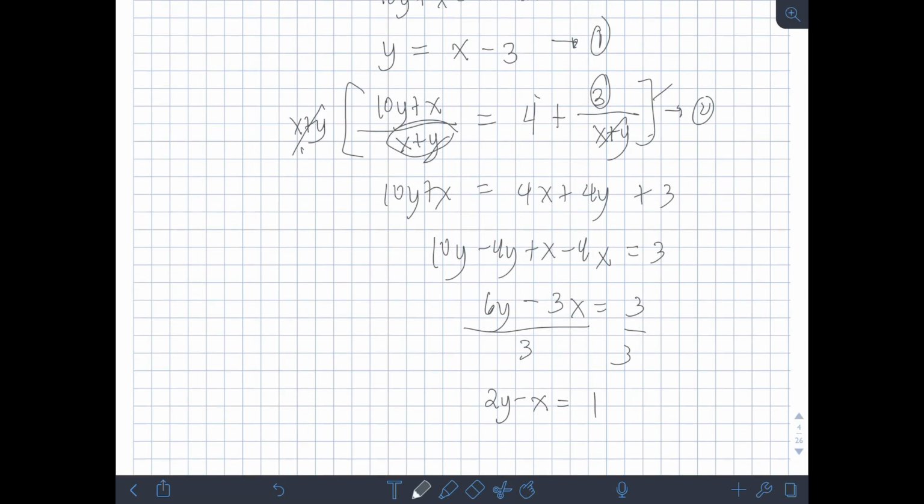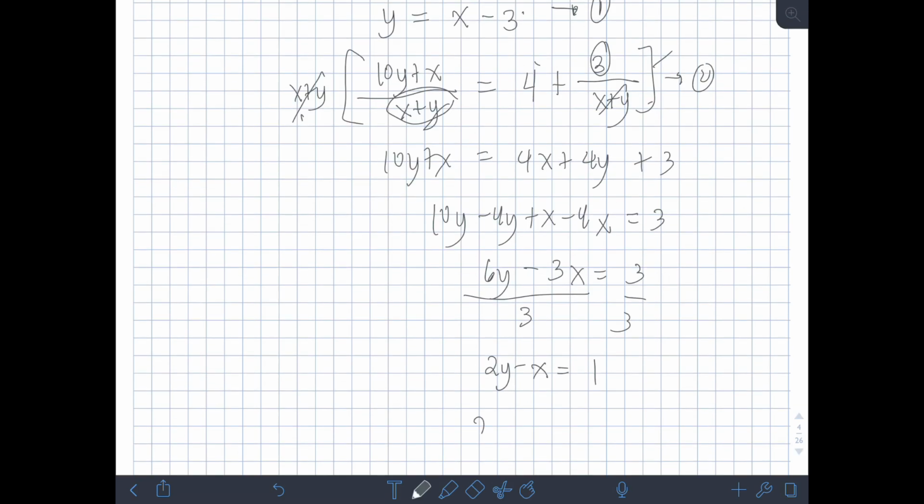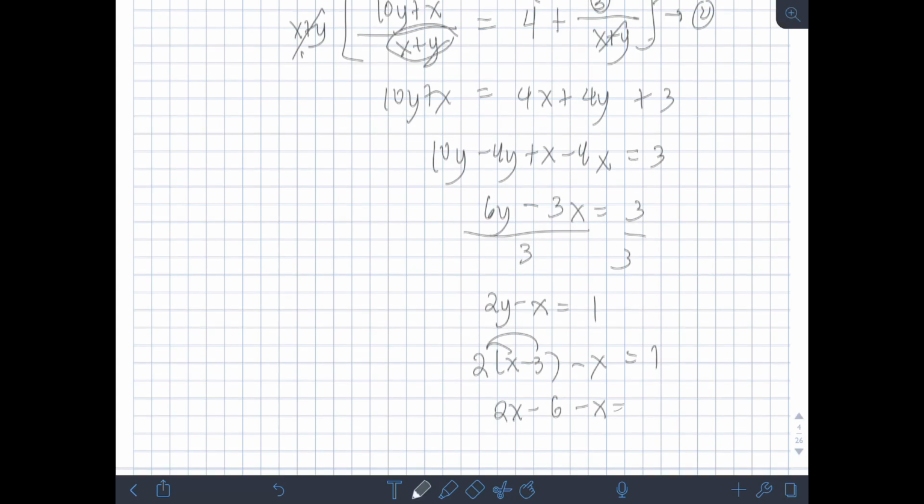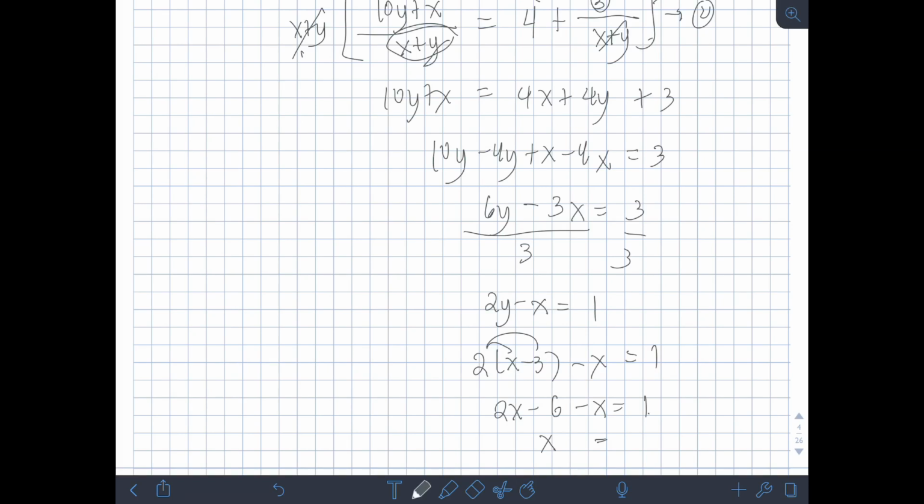Okay? So, ngayon, pwede natin i-substitute dito yung y is equal to x minus 3 dito sa equation natin na nabuo. So, 2 times y is x minus 3. So, sinubstitute yung x minus 3 sa y. Minus x is equal to 1. So, we have 2x minus, distribute, 6 minus x is equal to 1. Then, 2x minus x is x. So, we have 1 transpose. So, 1 plus 6, x is equal to 7.